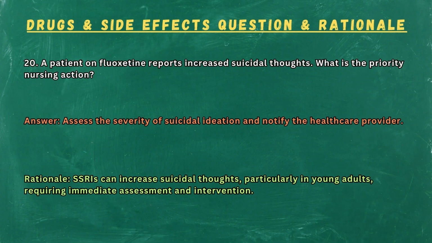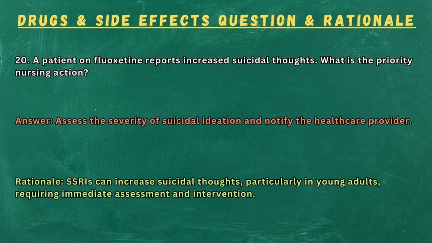20. A patient on fluoxetine reports increased suicidal thoughts. What is the priority nursing action? Answer: assess the severity of suicidal ideation and notify the healthcare provider. Rationale: SSRIs can increase suicidal thoughts, particularly in young adults, requiring immediate assessment and intervention.